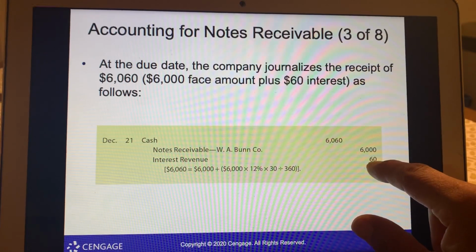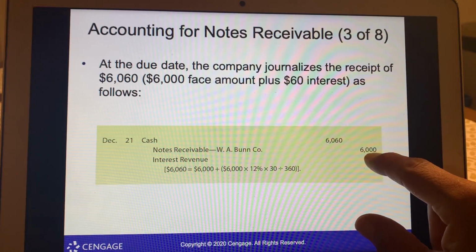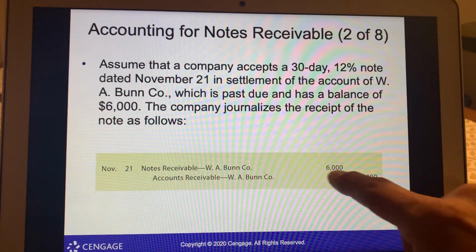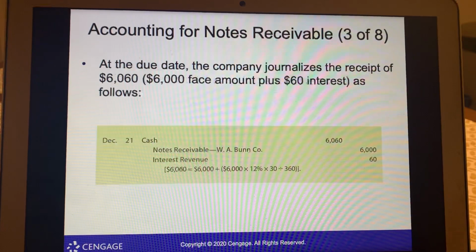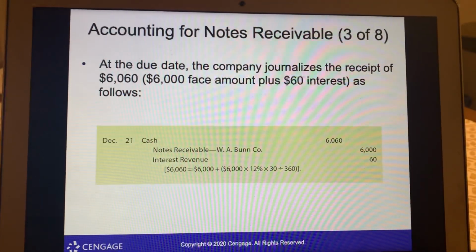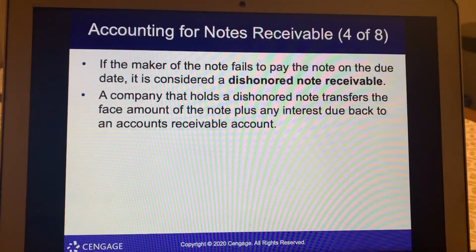Don't forget, our revenue goes straight to our income statement. Okay, so now our note receivable is being zeroed out. This we zeroed out because on the previous slide we created this note receivable. So now we're saying, oh, they paid it, so we received cash of $6,060.